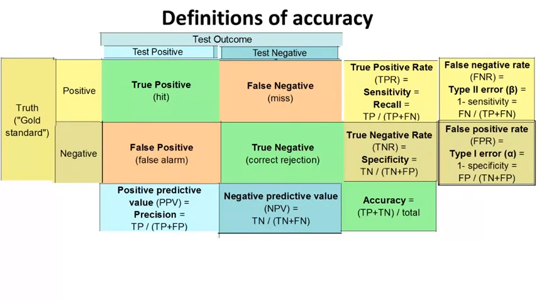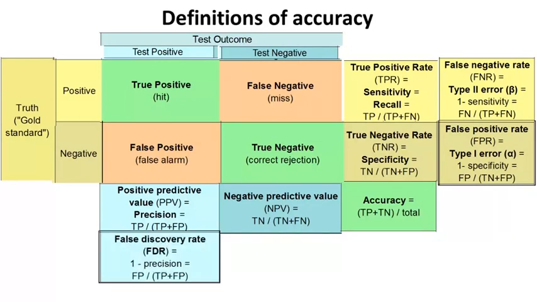Similarly, the false negative rate is calculated as the number of false negative cases over the total number of positive cases. In statistics, it is often called a type 2 error, or beta, and is equal to 1 minus sensitivity. Finally, the false discovery rate, FDR, is equal to the number of false positive cases over the total number of test positive cases, and is equal to 1 minus precision.